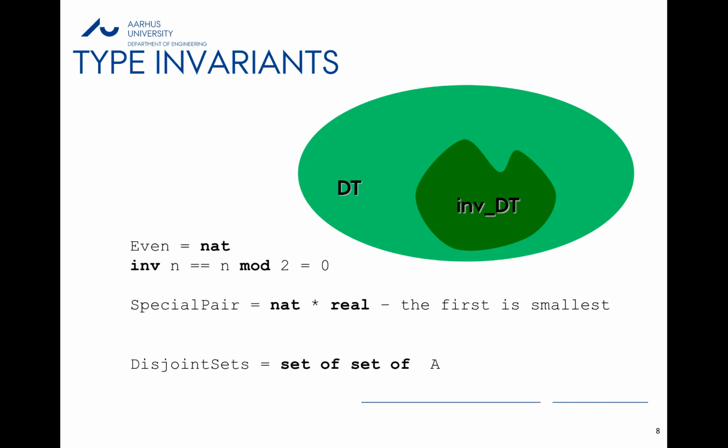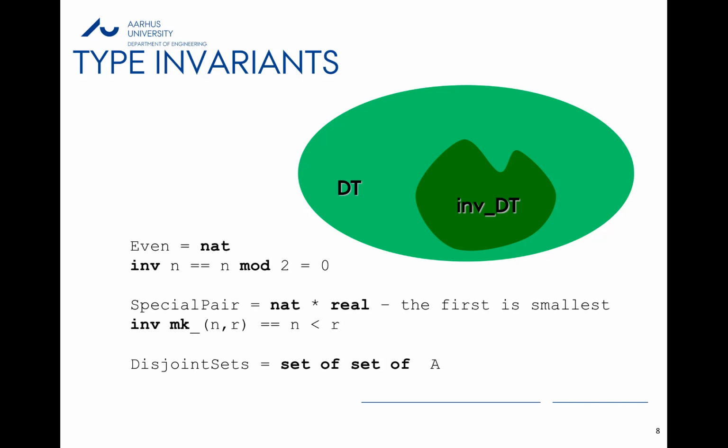If, for example, we wanted to make another kind of invariant where we had a pair of values, like one natural number and one real number, but we wanted to represent the fact that the first one is smallest, then we could write it like this.